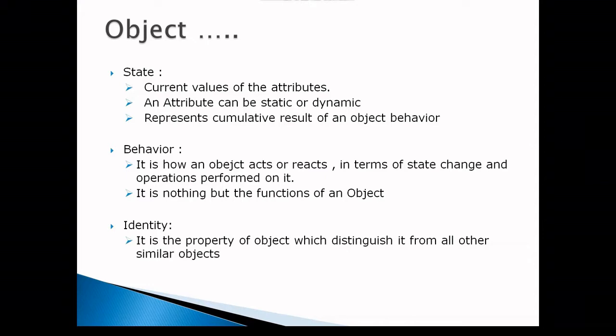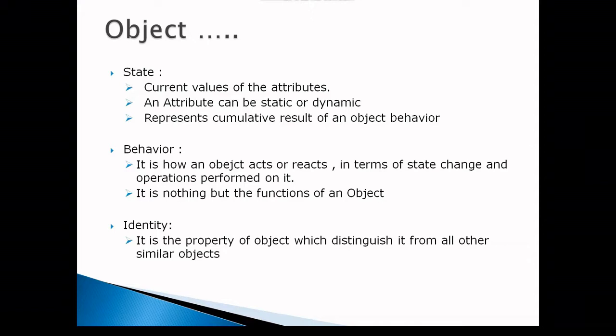And it represents the cumulative result of an object's behavior. That means if you consider a specific object, and that object has specific state variables with assigned values, we can say that it is a cumulative result of the object's behavior. I will explain it in detail later. Behavior is how an object can act or react in terms of state change or operations performed on it. It is nothing but the functions of an object. When we write a class, we write some functions. These functions are nothing but the behavior, and they are used to change the state of an object, or they can also communicate with other objects.